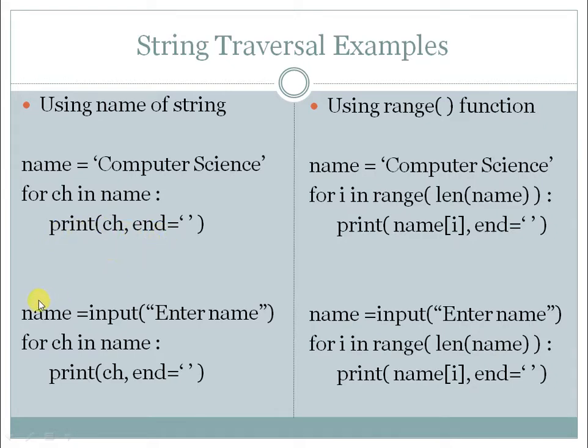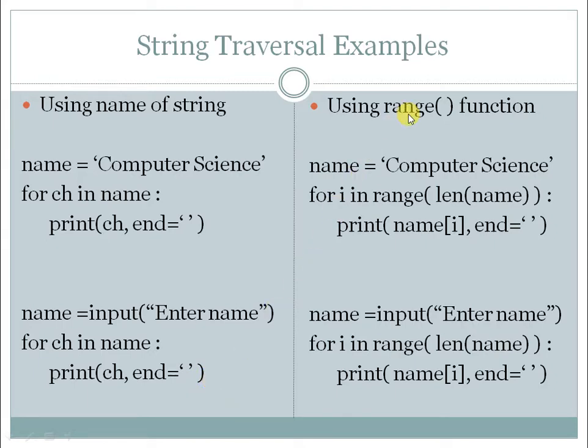Let's see another example where the user gives us the input. Name is equal to input, enter name. This is a message. So reading this message, the user will input a name. And again, we will write for ch in sequence, that is name. This is the variable of the string. Then we print ch and end is equal to space. So it will give us all the characters separated by space that are entered by the user.